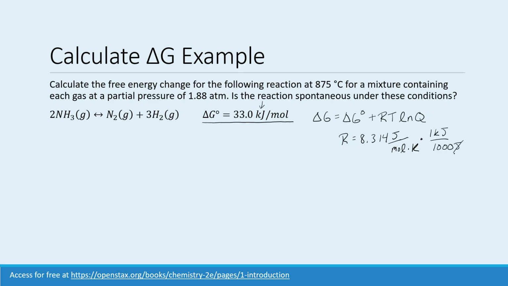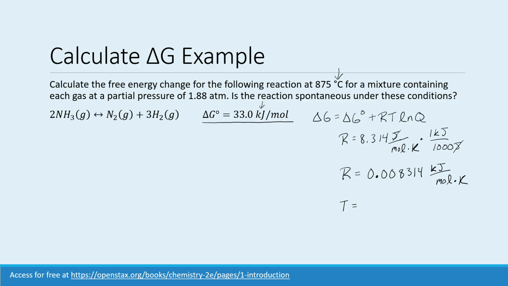Okay, so our R value needs to be in kilojoules. So again, divide by 1,000. R divided by 1,000, move that decimal place to the left 3 places, you get 0.008314, and now it's in kilojoules per mole Kelvin.